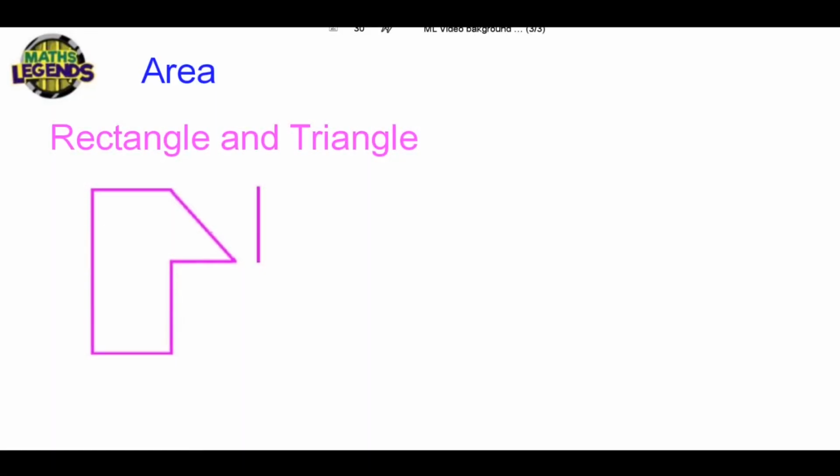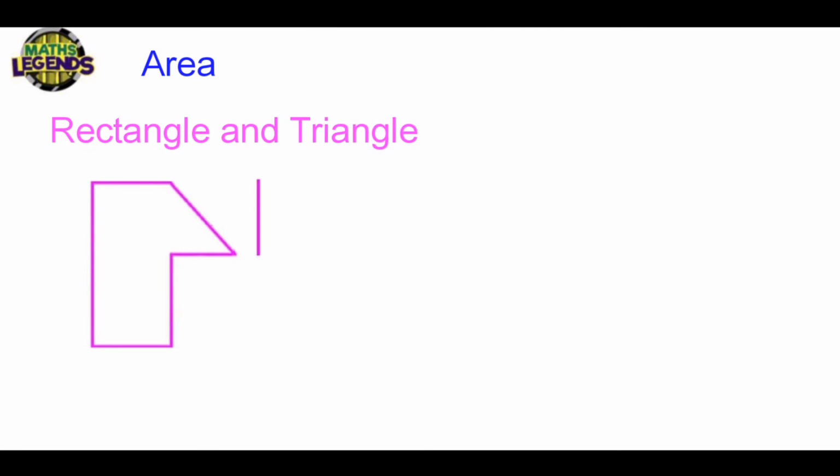Now here we have two of the common known shapes. So here it's a rectangle and a triangle combined together. So to work out the area of this shape, we can break this down into two shapes that we can recognize, the rectangle and the triangle. Now, let's give these some dimensions. So let's say this is 3, this is 4, this is 10, 2.